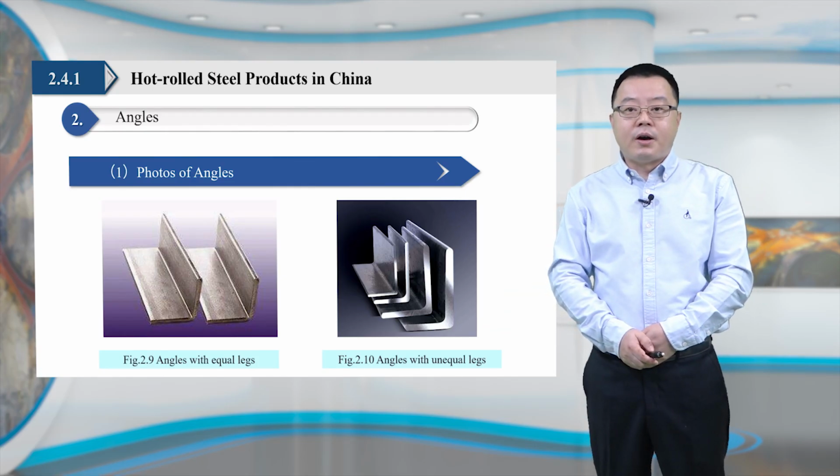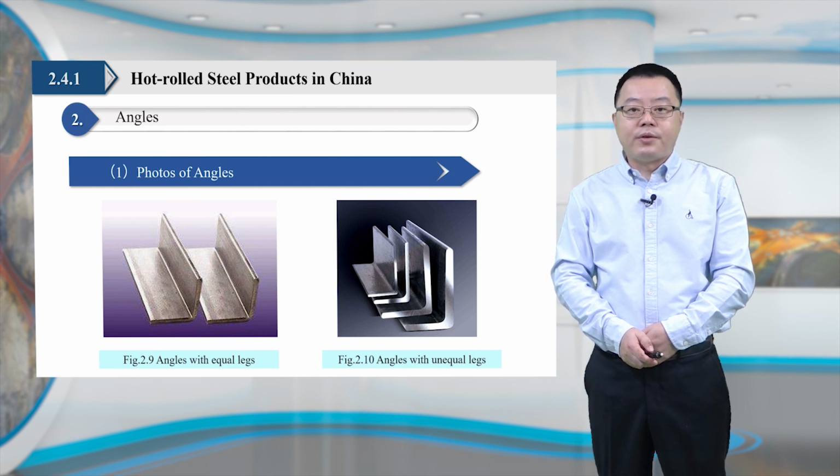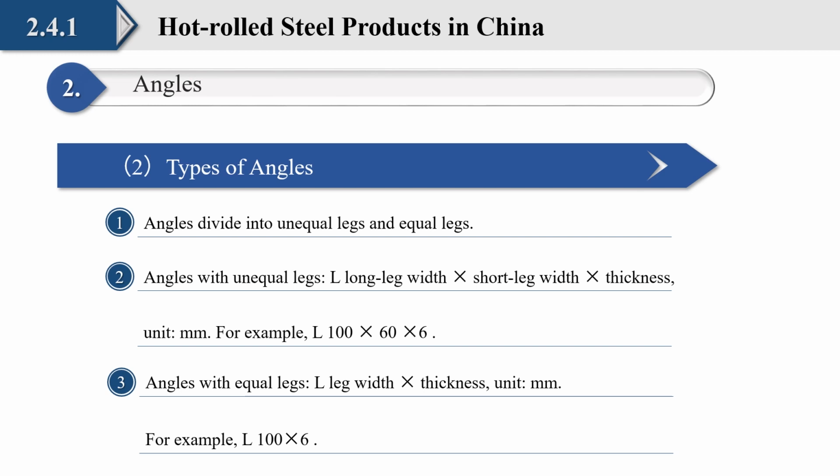The second type of hot-rolled steel products is angles. Angles are divided into angles with equal lengths and angles with unequal lengths. The representation methods of angles are given on the PPT, and the unit is millimeter.